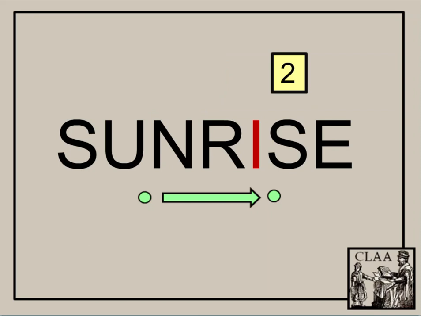Look at the end of this word. You can see a vowel I in red, followed by a silent E. We're going to read this word with the long I sound, I. Let's read this word together. Sunrise, sunrise. Do you hear the long I sound? Sunrise.